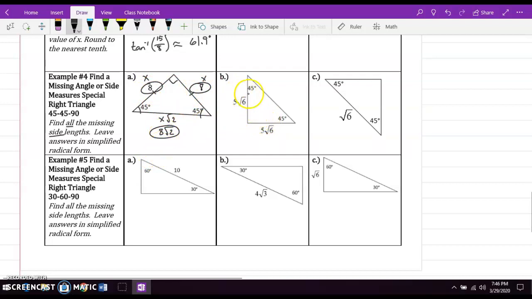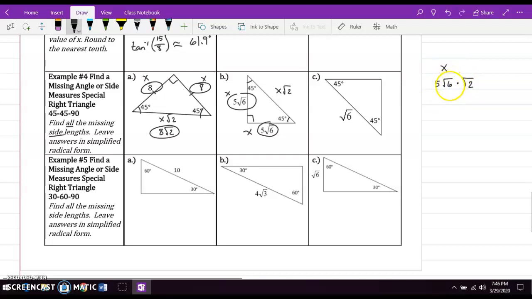In this example, be careful, because even though it's 45-45, and this hypotenuse is x square root of 2, your x values can have radicals in them. So my x's right here are both 5 square roots of 6. You need to take 5 square roots of 6 and multiply the whole thing by the square root of 2. So just to review how to multiply radicals, 5 square roots of 6 times the square root of 2, because this is your x. You just multiply straight through the radicals.